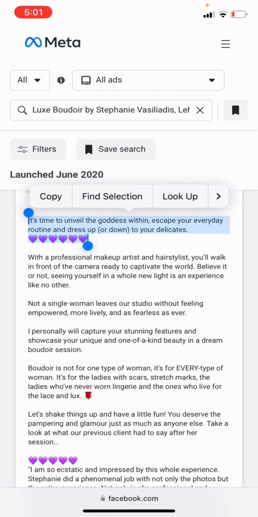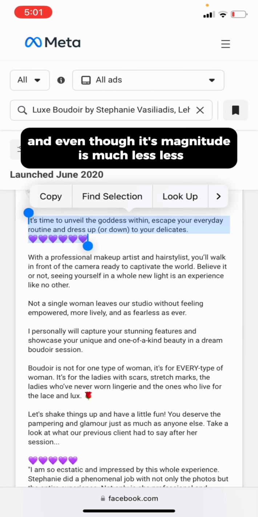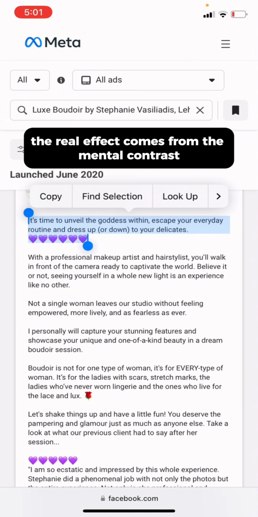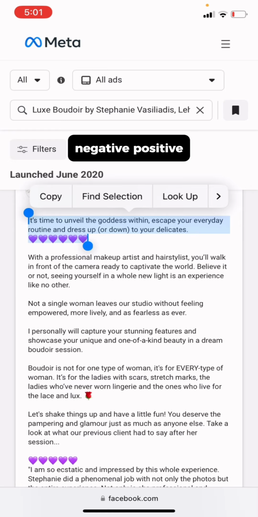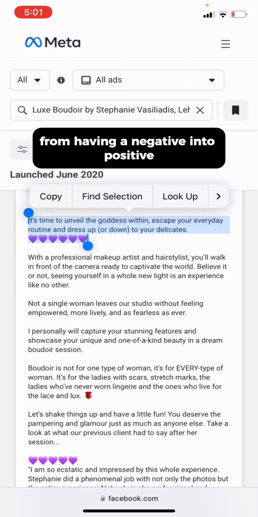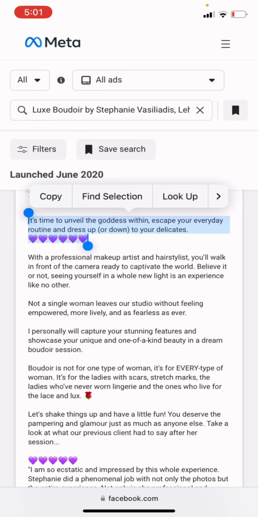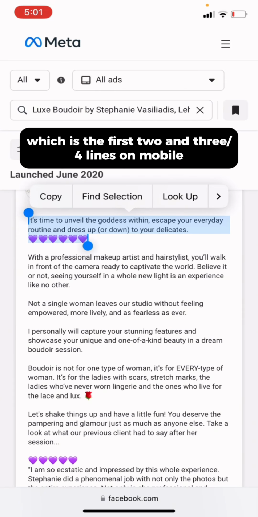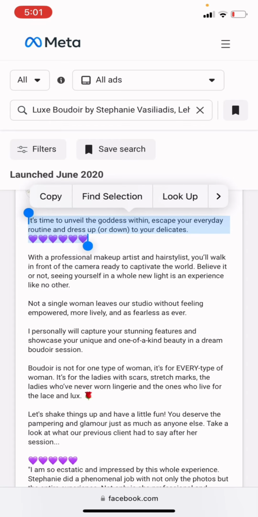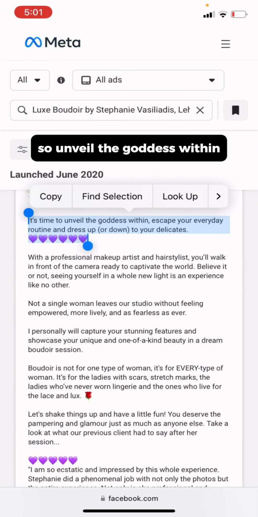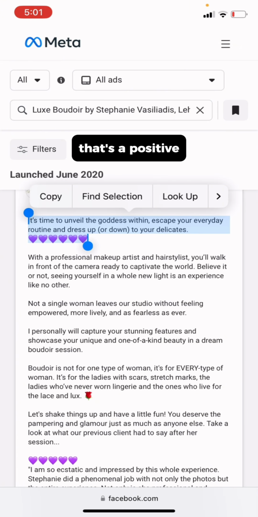And even though its magnitude is much less, the real effect comes from the mental contrast, the negative-positive tension in the brain from having a negative and a positive in our see more headline, which is the first 2 3/4 lines on mobile before the see more. So unveil the goddess within, that's a positive.